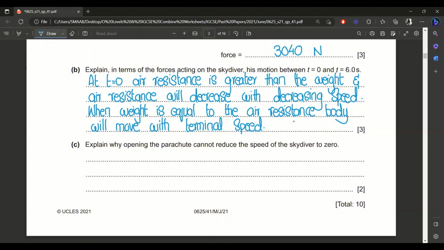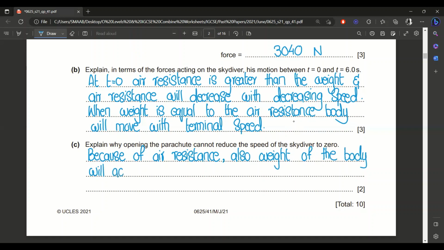So we can write it as: because of air resistance, and also the weight of the body will act in the downward direction.